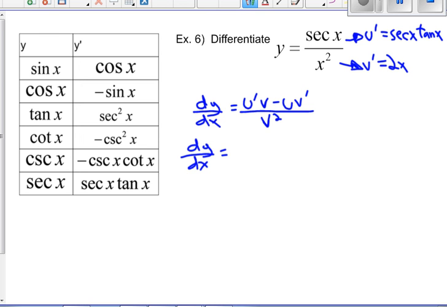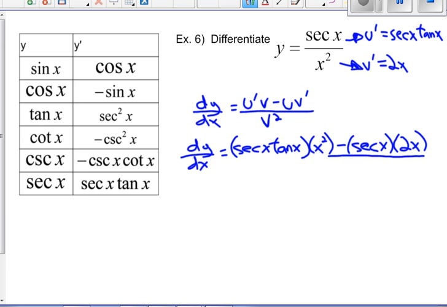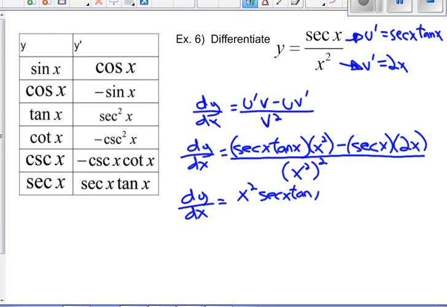Let's plug in what we've got. So secant x tan x by x squared, minus secant x by 2x. And this is all over x squared squared. Let's clean it up a little bit. We'll have x squared secant x tan x minus 2x secant x, all over x squared squared.